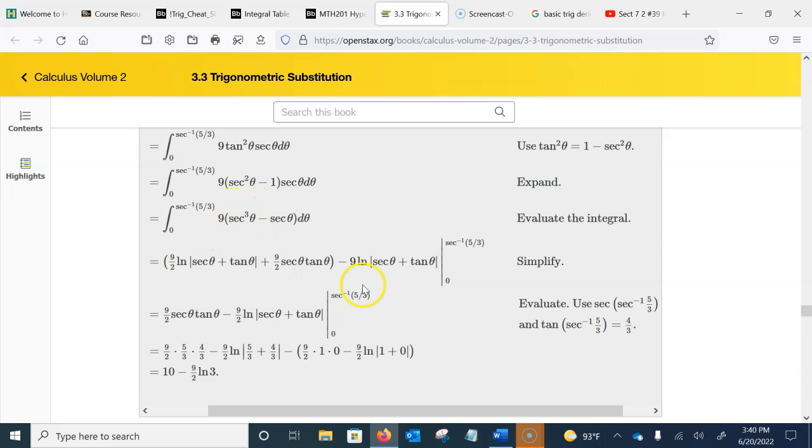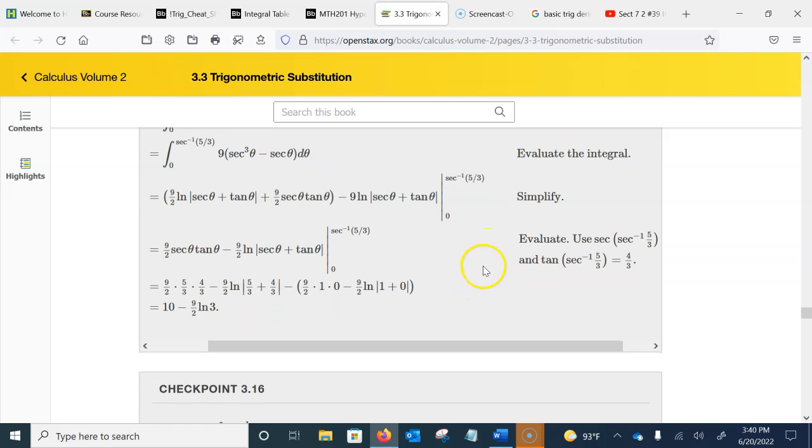Okay. So once they have that, they evaluated these from 0 to inverse secant of 5/3. Plugging those values into these calculations, they simply get 10 minus 9/2 natural log 3. So something to note, because this is a definite integral, you don't need to use your reference triangle anymore to go back. You would have to do that for an indefinite integral. But once you've changed the limits of integration, you just evaluate at these numbers.